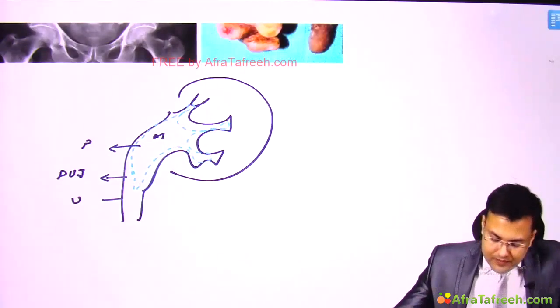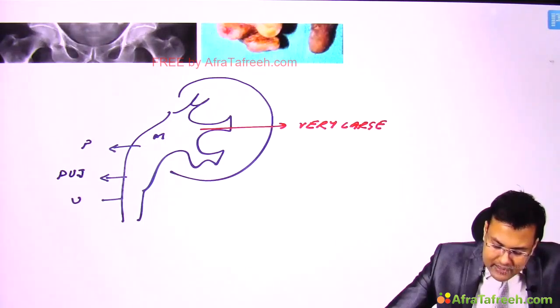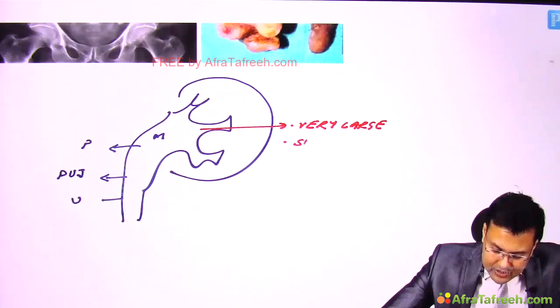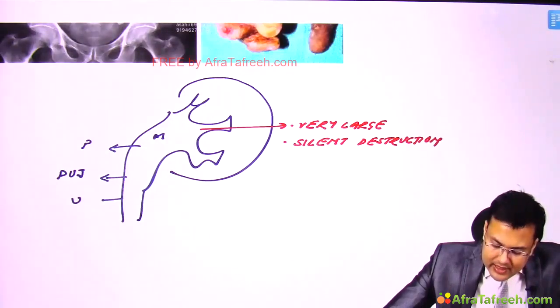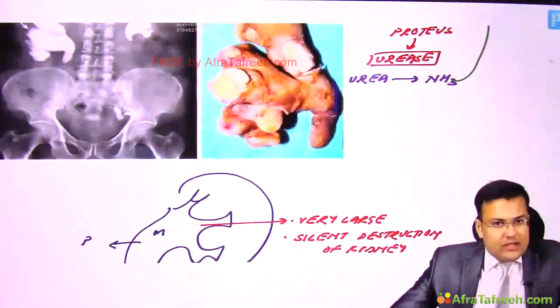Clear? So these stones are very large, fill the pelvic calyceal system, and cause silent destruction of the kidney. And since the stones have what? Branching, so they are known as staghorn calculi.